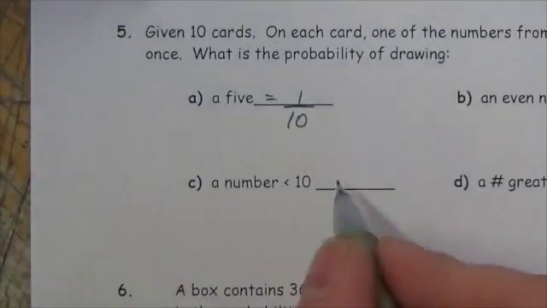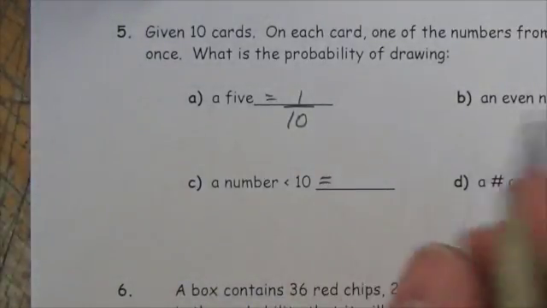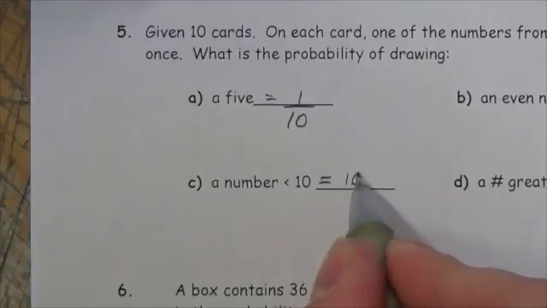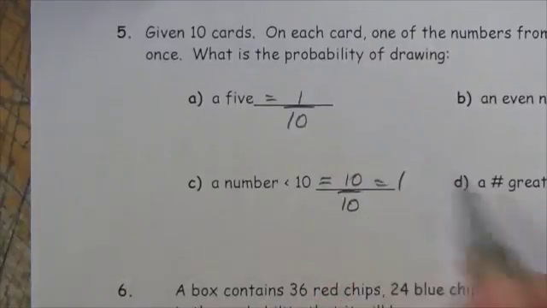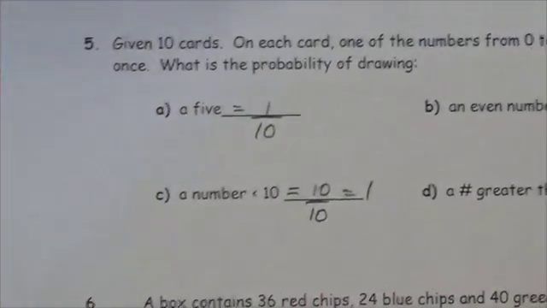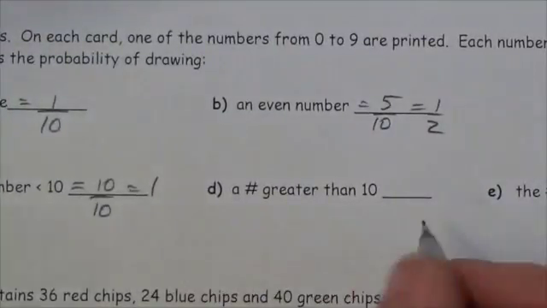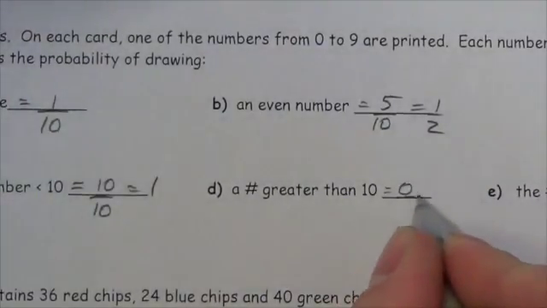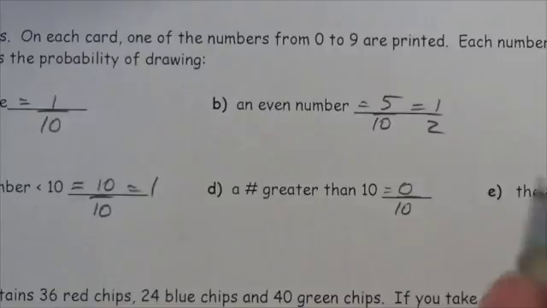What about a number less than 10? Well, they're all less than 10, so there's 10 out of 10, or a probability of 1. How about a number greater than 10? Well, truth is, there are no numbers on there greater than 10. 9 is the largest that we get here. So the answer is going to be 0.